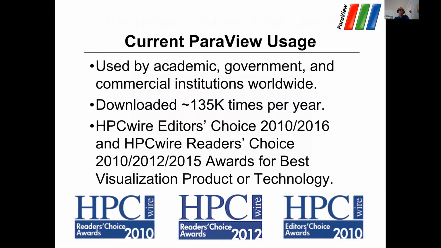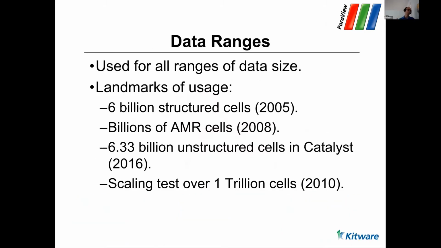ParaView is widely used by academic, government, and commercial institutions. I think this number is old, it has been downloaded 135K times per year. We earned a couple of awards as well. You can use ParaView for any data range. Once you have larger data, you'll have to run on a parallel machine where the data is split into pieces. It's processed and visualized individually, and then the results are composed back. So using that model of processing, we can process billions of structured or unstructured cells, depending on the size of the parallel machine.